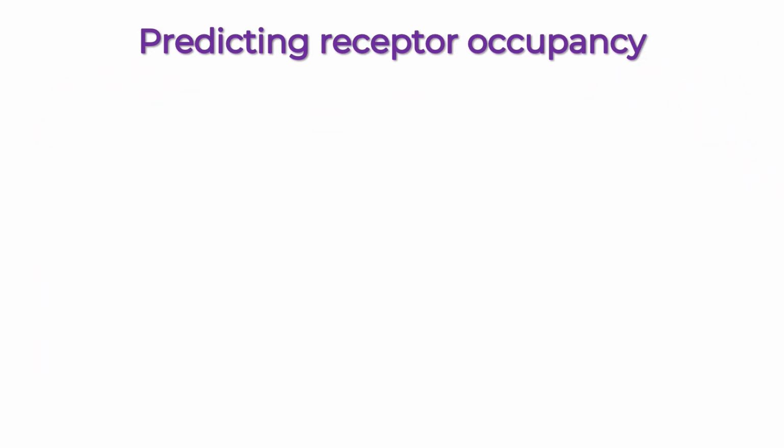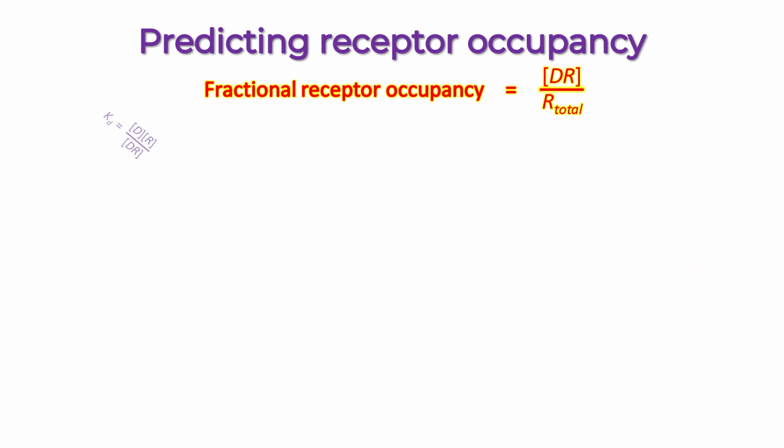Once we know the Kd, we can predict receptor occupancy. Fractional receptor occupancy is defined as the concentration of receptors bound by drug divided by the total concentration of receptors present. However, we usually don't know how many receptors a cell expresses, so we need to express this relationship using parameters we can measure. We start with the definition of the dissociation constant and rearrange it to solve for the concentration of the bound drug-receptor complex, DR.